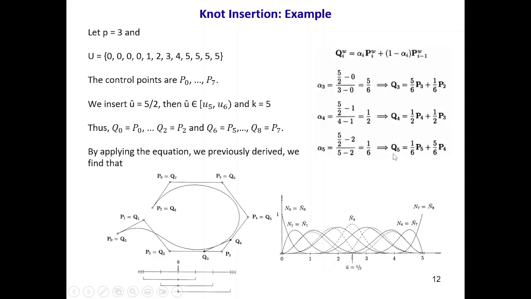So p5, p4, p3 will be affected. If you look at the bottom right, we can see the new basis function, before and after the new knot insertion, while the left side of the diagram shows how the curve is affected by the insertion of this new knot u bar. Here we can see that p3, p4 and p5 are affected, giving q3 and q4.